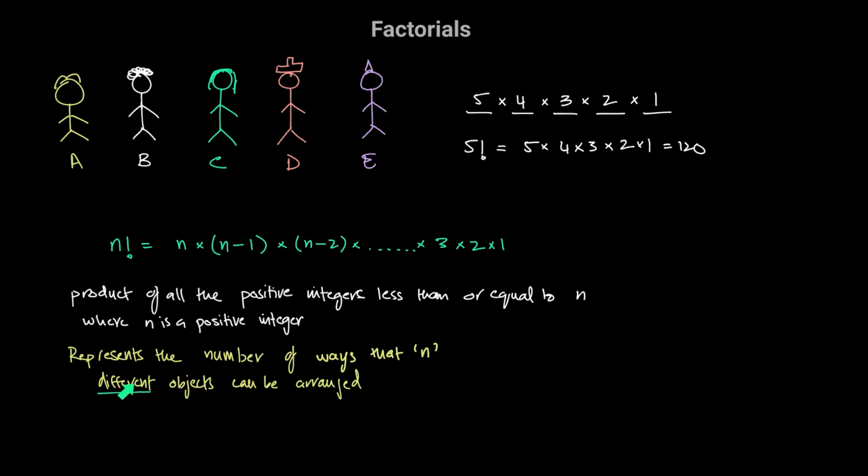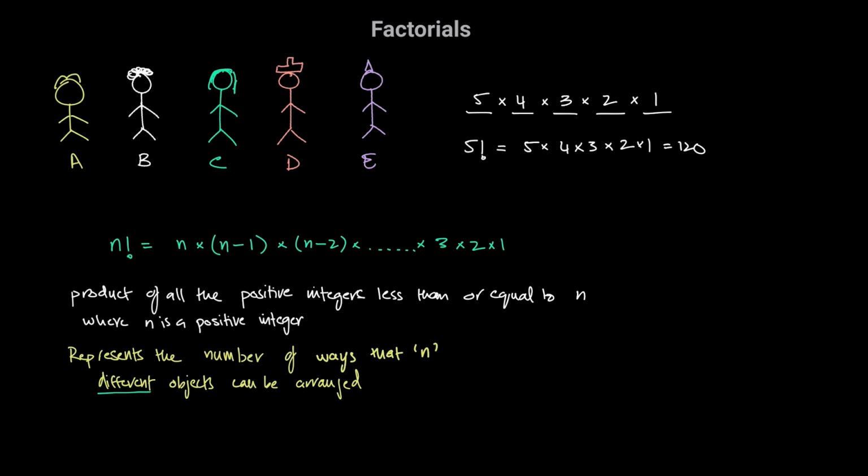It's important over here to note that there have to be n different objects. So in the example that we saw, we had 5 different people here, or 5 different objects. The total number of arrangements for these 5 different people is simply 5 factorial, where this factorial represents the product of all the positive integers less than or equal to 5, where 5 is obviously a positive integer.